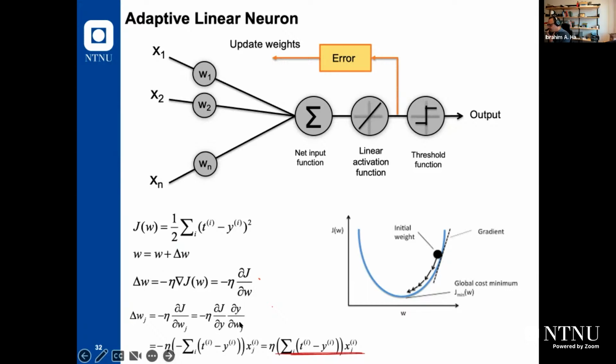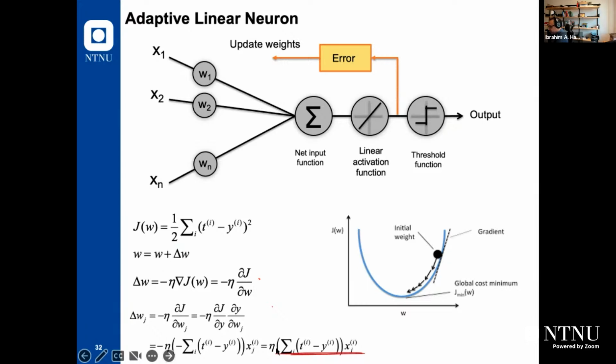And for partial y by partial omega, you can see here y equals net, correct? And net equals omega x plus b. So partial y by partial omega will be x. So at the end, delta omega will be minus eta multiplied by partial J by partial omega. We got a negative here, multiplied by x. So at the end, it will be eta multiplied by error multiplied by input, right?